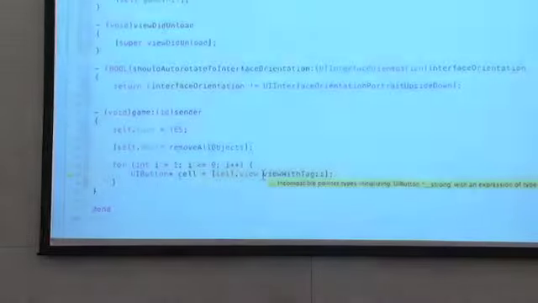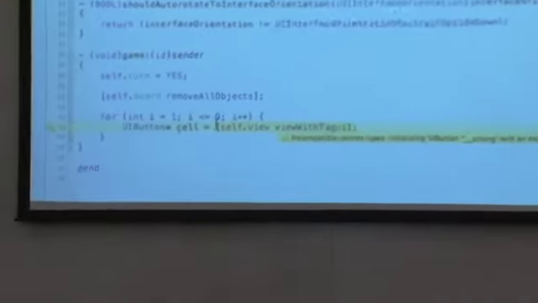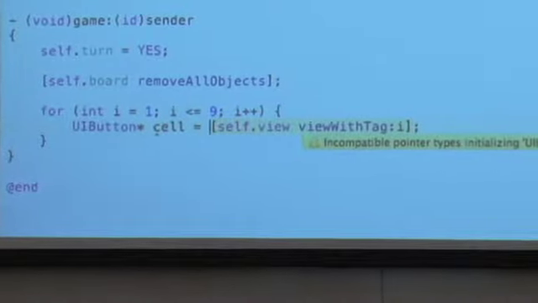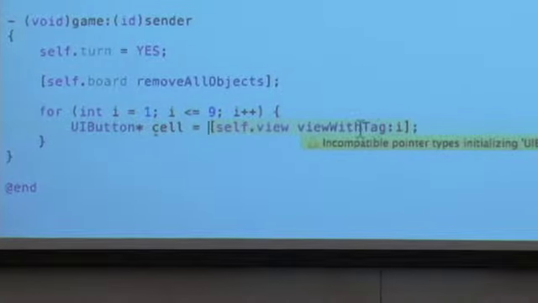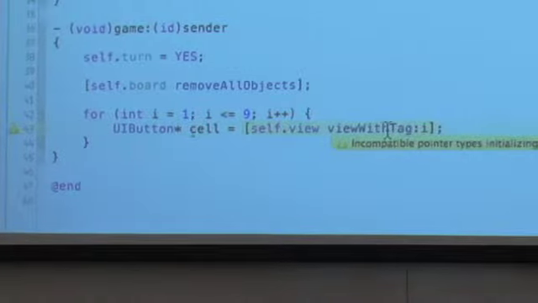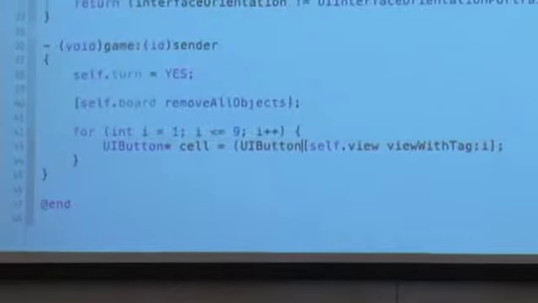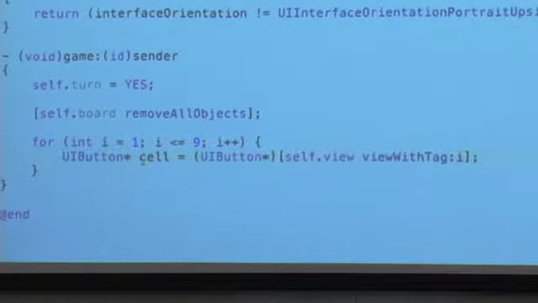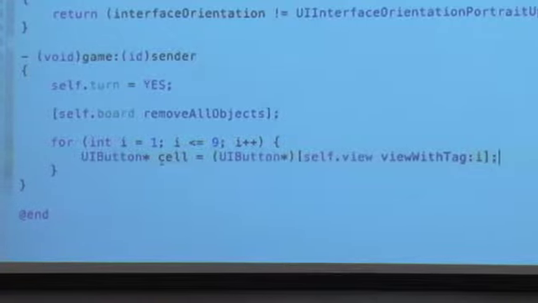So there's no such thing as button with tag or text field with tag, just because that would be kind of dumb. So we know that this view with tag is returning a generic UI view. But I know that I've set up my view controller such that everything that will ever be returned here from a tag from 1 to 9 is going to be a UI button. So what I can do is simply cast this to a UI button.